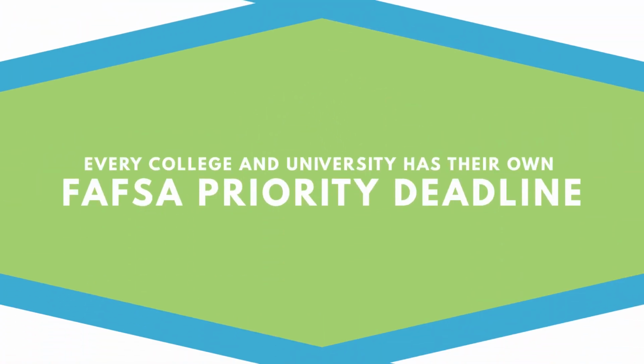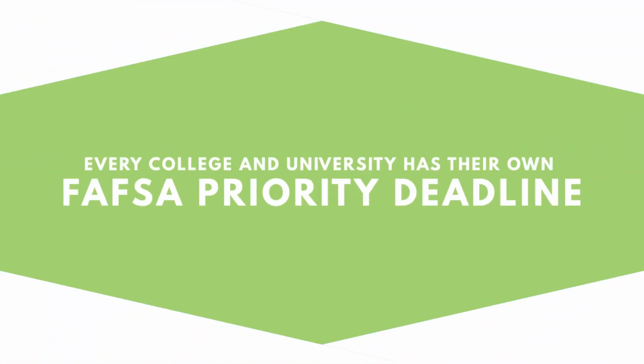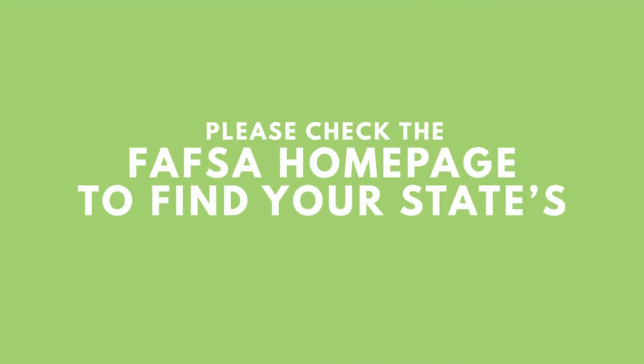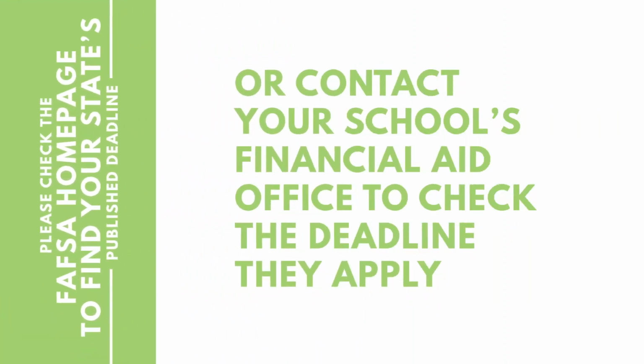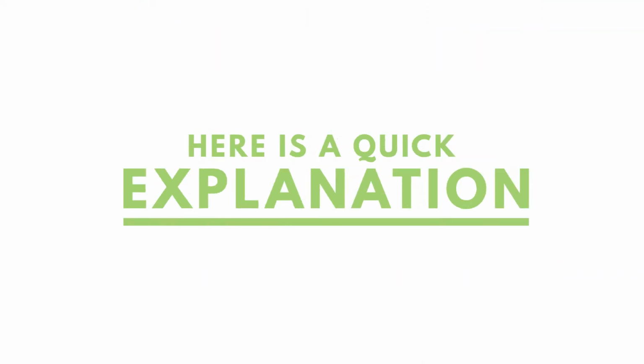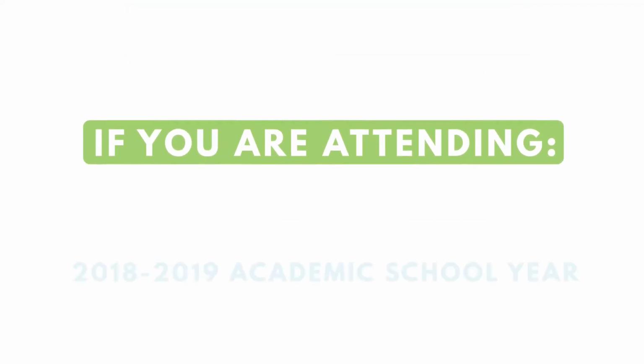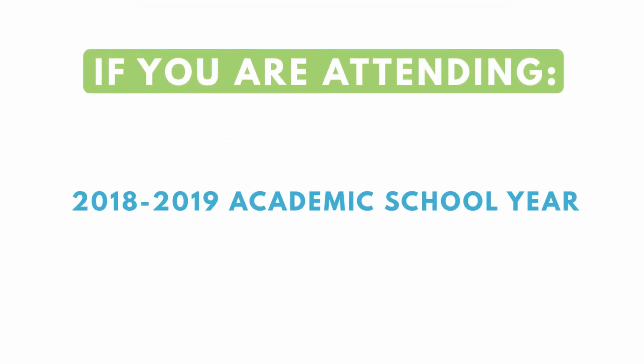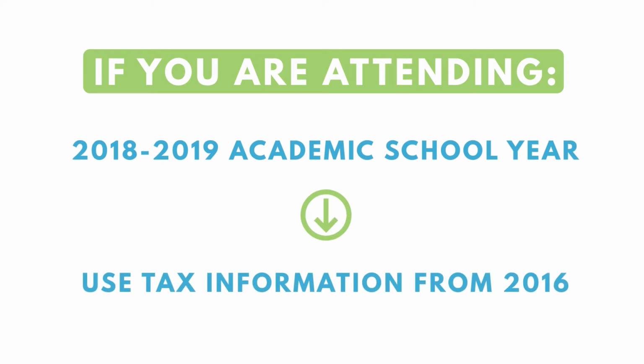Third, every college and university has their own FAFSA priority deadline. Please check the FAFSA homepage to find your state's published deadline or contact your school's financial aid office to check the deadline they apply. Fourth, FAFSA is now based on prior year tax information. Here is a quick explanation. If you are attending the 2018-2019 academic school year, use tax information from 2016.